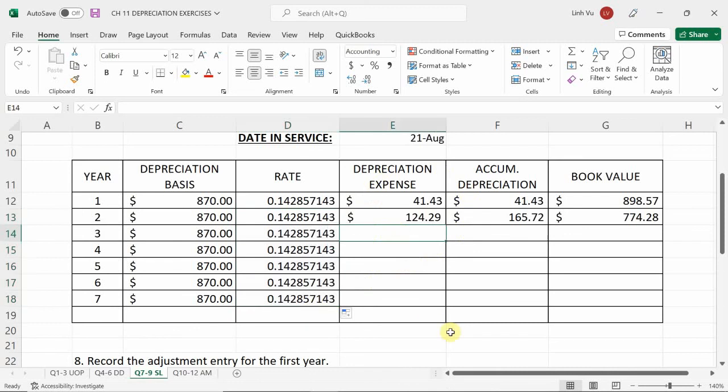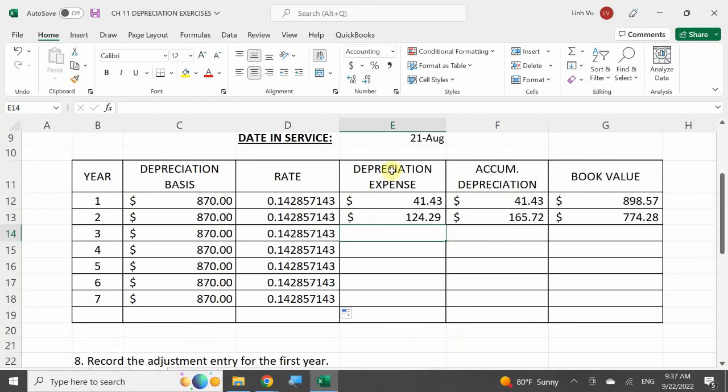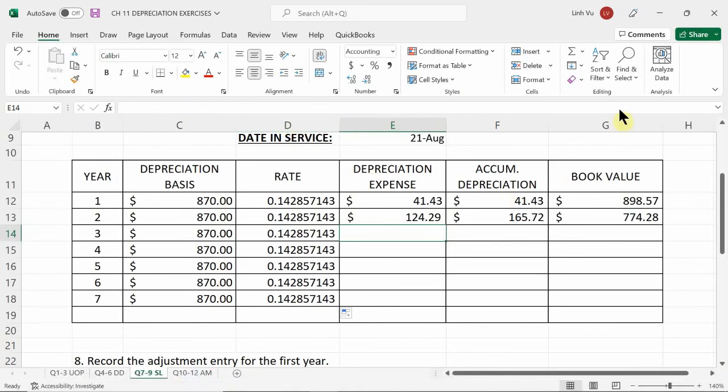So then what about my depreciation expense? It's going to be the same, exactly, $124.29, because here my depreciation basis is the same. My rate is also the same. Basis times rate, if they're both the same, you're still going to get the same expense for all 7 years. Right? Only difference now is I have to keep calculating my accumulated depreciation to get my book value.